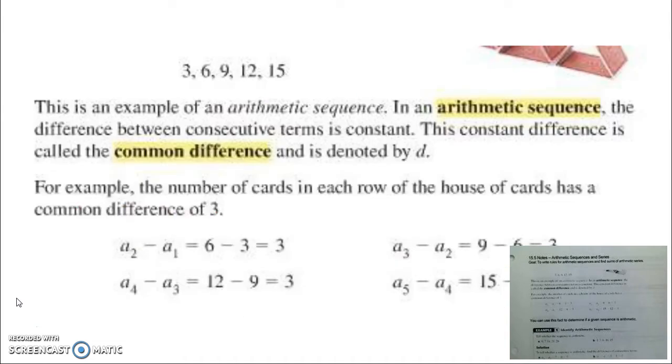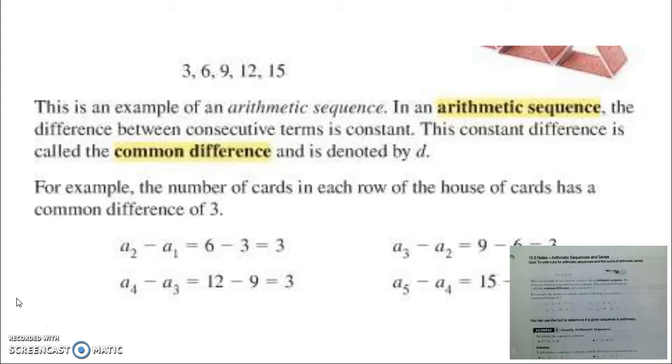So 3, 6, 9, 12, 15 would be an example of an arithmetic sequence. And what makes it arithmetic is that the difference between consecutive terms is constant. So we have a constant difference between terms. It's called a common difference, and we use the letter d to denote it. And the way that we find that is we subtract one term minus the term just before it.